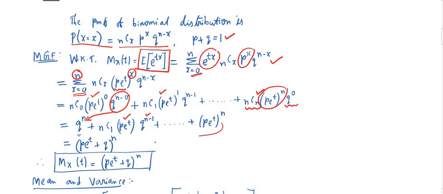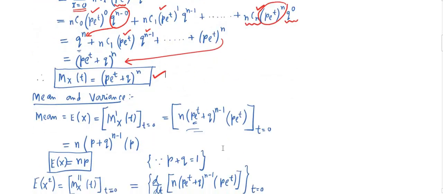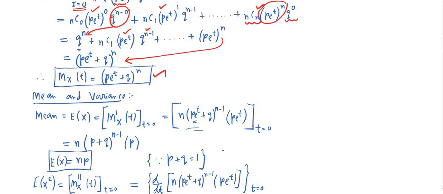When you simplify this, you will get (p e^t + q)^n. So this is the moment generating function of binomial distribution. That is, Mx(t) is equal to (p e^t + q)^n. Now we are going to determine its mean and variance.